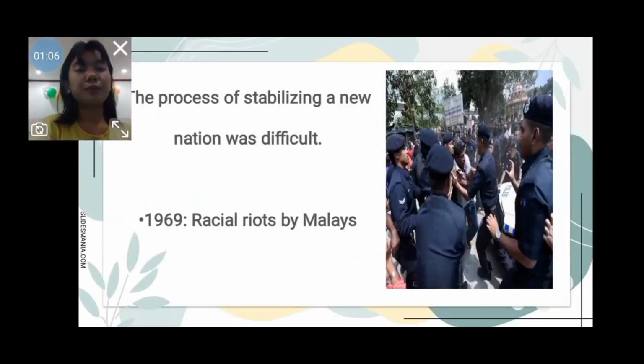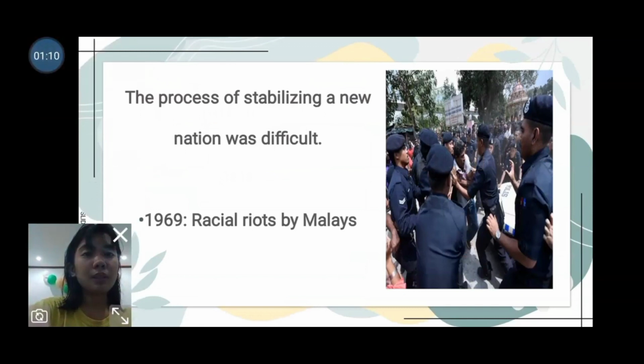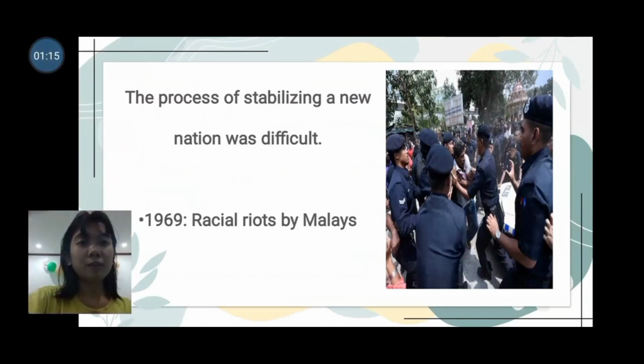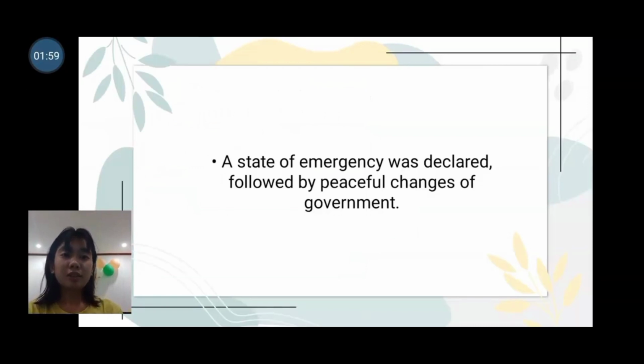The process of stabilizing a new nation was difficult because, as we can see in the photo, the police are trying to prevent riots from the people. It started in 1969, with racial riots by Malays against the Chinese, who controlled the economy at that time. They were not happy, so they were trying to create a protest. Another state of emergency was declared, followed by peaceful changes of government.